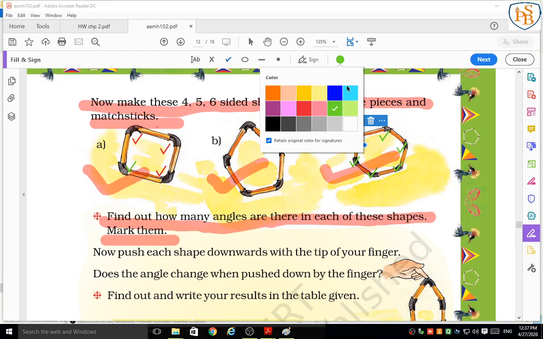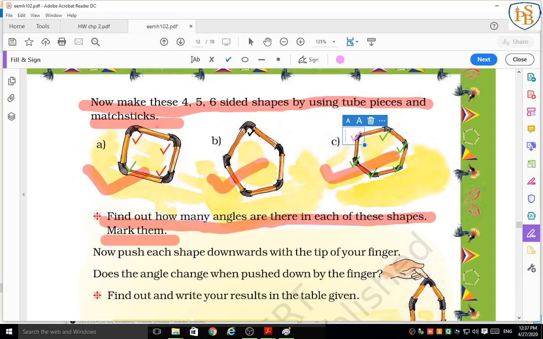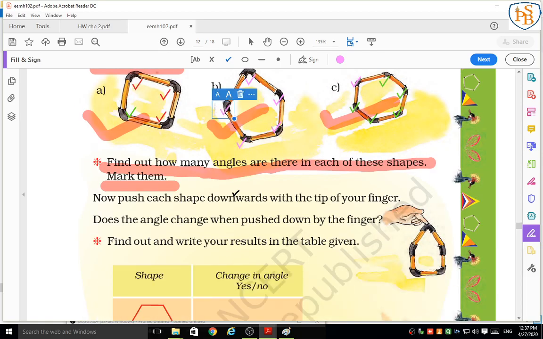Same for this. Mark the angle. We'll use orange color. No, orange color is already there. So we will use pink color. Girls' favorite color. Right, students? Pink one. Angle 1, 2, 3, 4, 5. Okay. So then you mark all the angles of the shapes. Done? Now come to the next point.